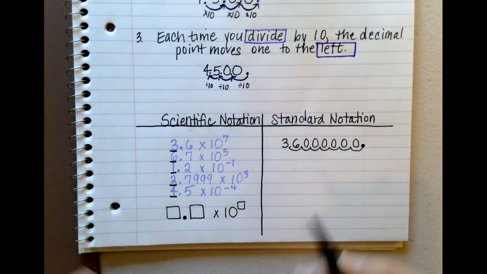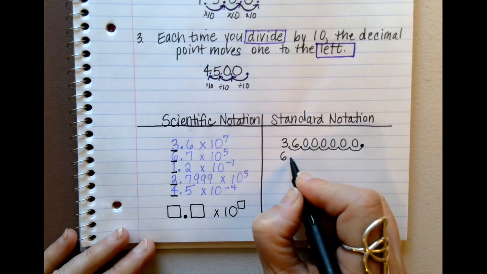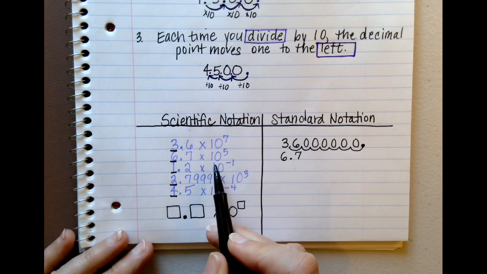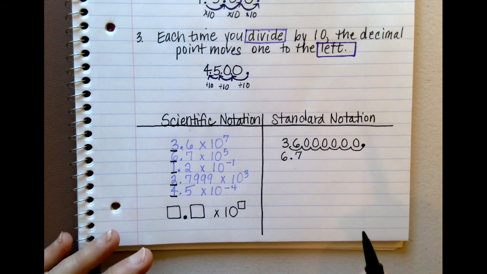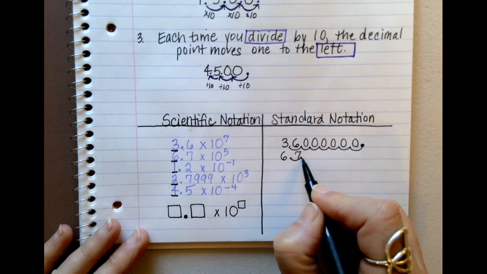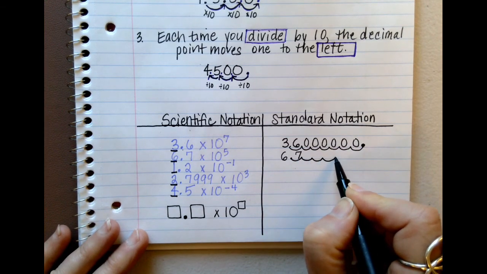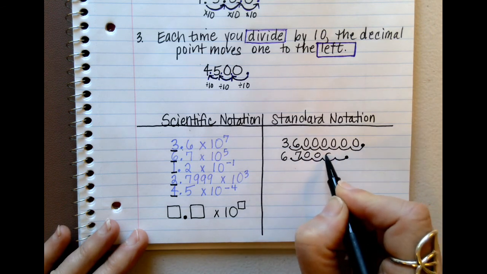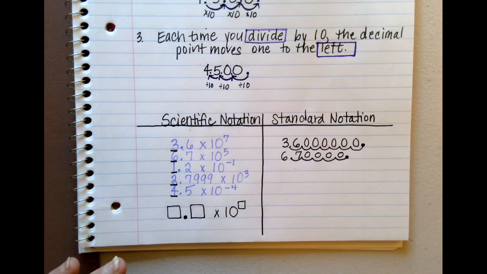Same would be true for the next one. I'm going to start with 6.7. Now, my exponent is a 5. So what that tells me is I have 5 tens that I'm multiplying. That means I move my decimal 5 times to the right. 1, 2, 3, 4, 5. Place my decimal. Fill in with zeros. You're going to notice you always have one less zero than the exponent.